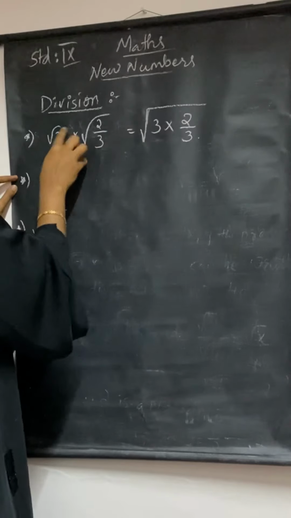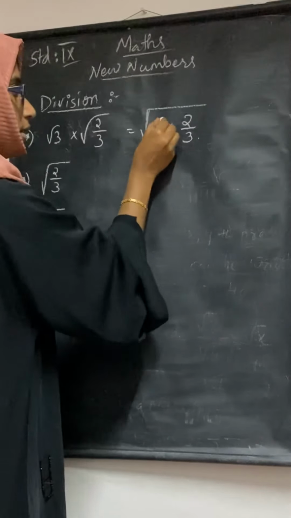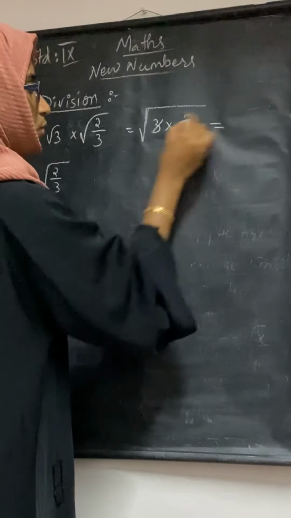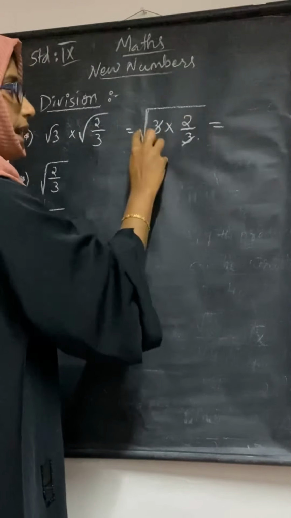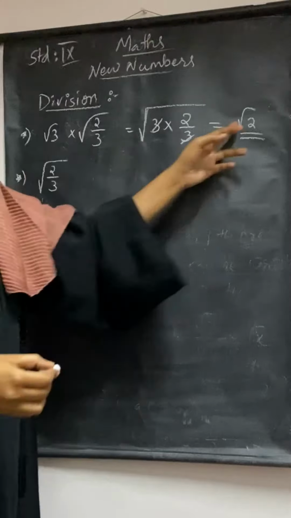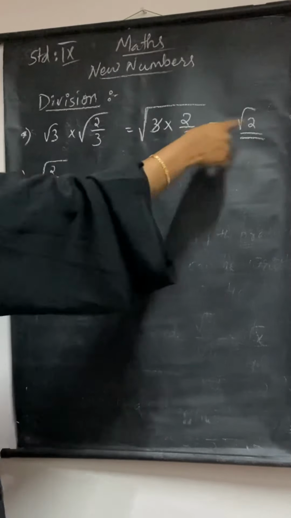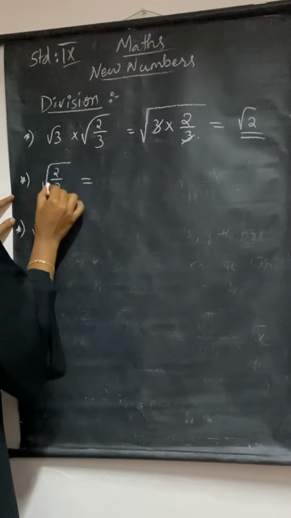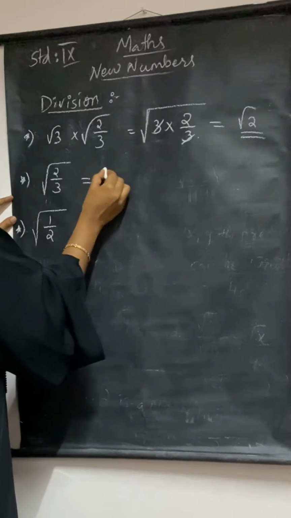The same thing, square root of 3 into 2 by 3. Here this 3 gets cancelled. So what is remaining? 2 is remaining, so square root 2 will be the answer. And this value is what? 1.41. So that value can be put. Here in this case, square root of 2 by 3 also can be written as split.